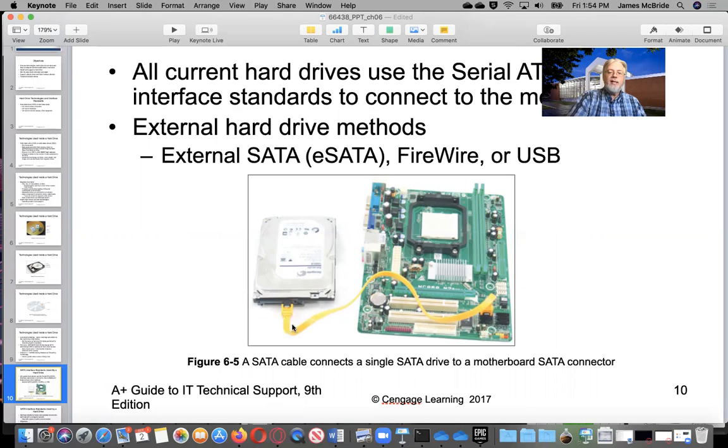It's very easy. That's the data cable, right? Data cable, not the power. Power for hard drives comes from the power supply, does not come from the motherboard, right? The data comes from the board.